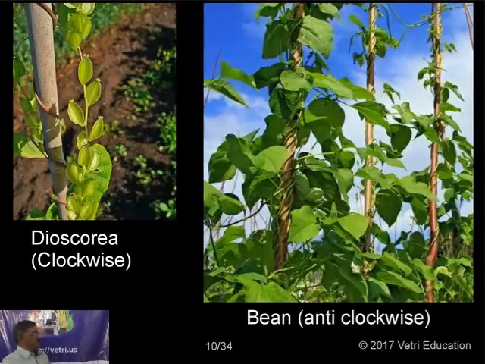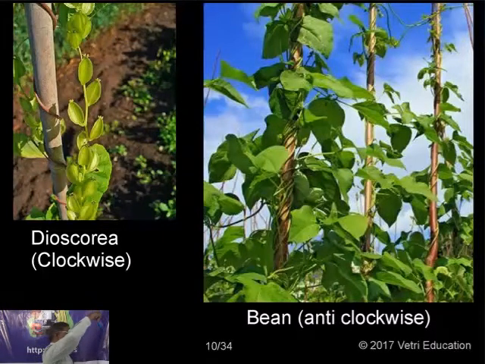So here the first one, the Dioscorea, you can see the climbing in a clockwise way, that is dextrose, running like this. Whereas in bean you can find the sinistrose type, the reverse way. Here you can find clockwise, and here you can find anti-clockwise in bean.